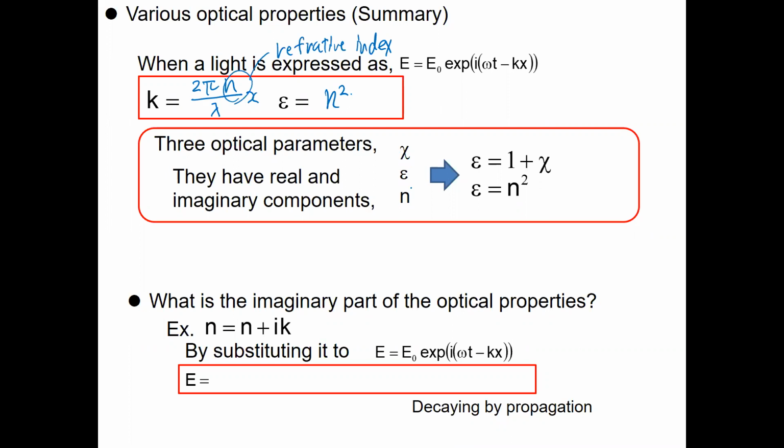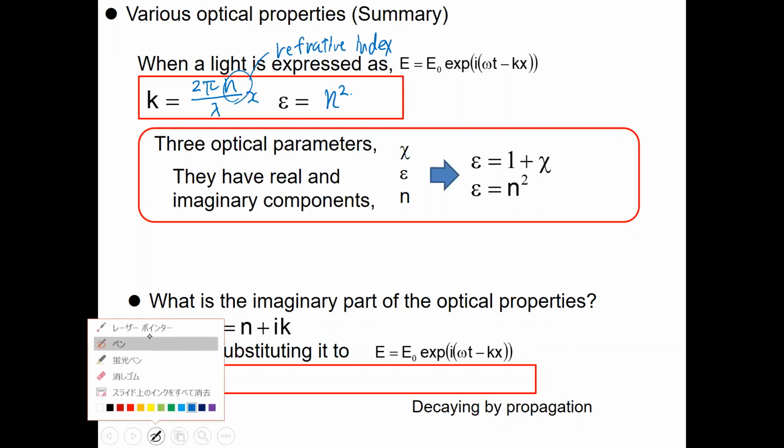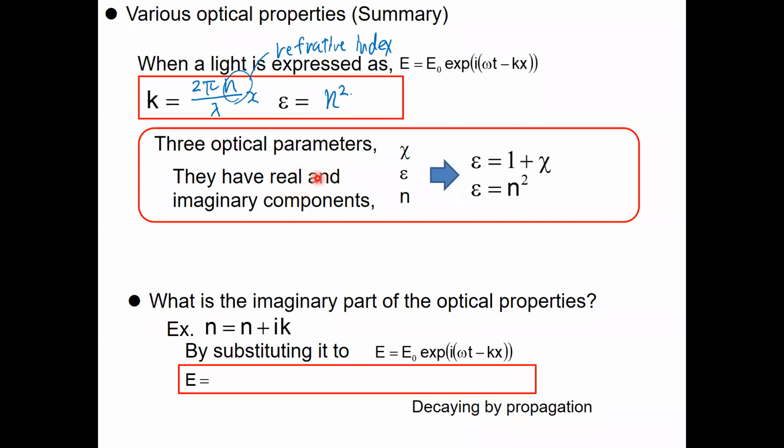And keep in mind that they have not only real numbers, but also imaginary numbers too, as I showed in the Lorentz model. In the Lorentz model, we obtain the chi, which has a real part and an imaginary part. And that means epsilon, equal to 1 plus chi, also has an imaginary part. And since the refractive index and the permittivity have a relation like this, the refractive index also has an imaginary part. So the question is, what is the imaginary part of the optical properties?